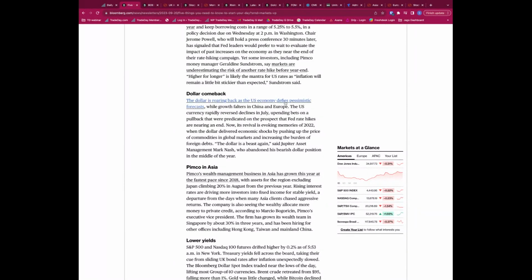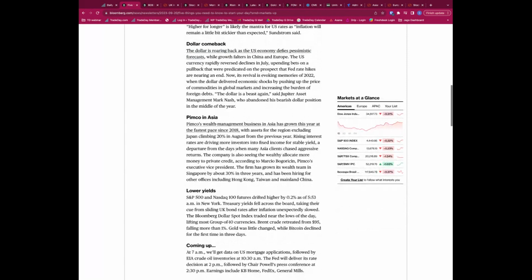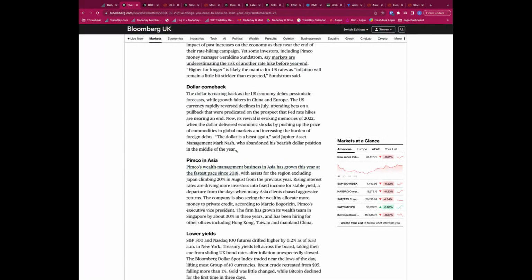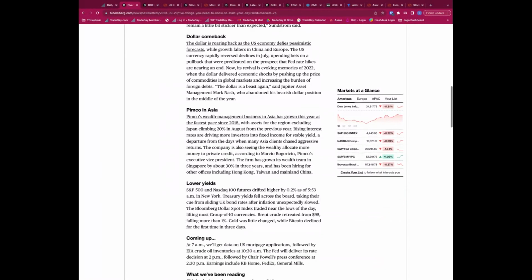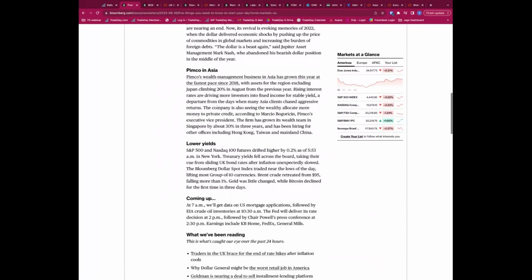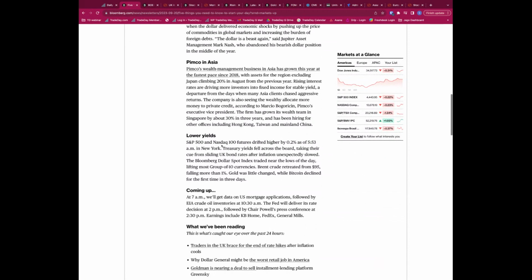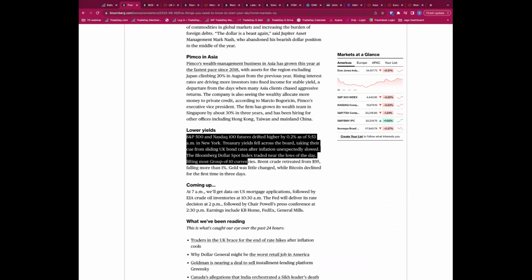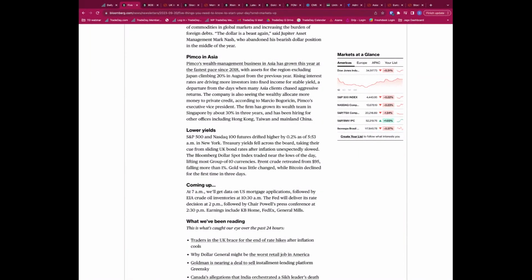The dollar is roaring back as the US economy defies pessimist forecasts. The relative strength of the US economy, potentially a soft landing, has helped the US dollar stay strong, even though the Fed are probably coming towards the end of their interest rate cycle. PIMCO in Asia, not so worried about that. Lower yields: we have had a slight dip in yields, but yields actually pushed higher. I'll come back to that yesterday.